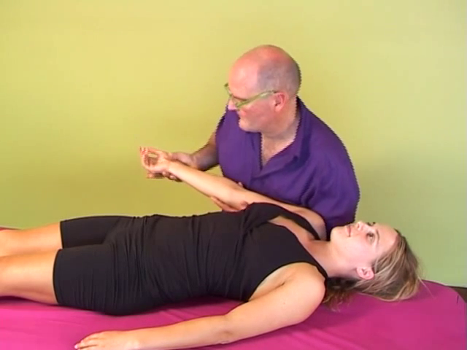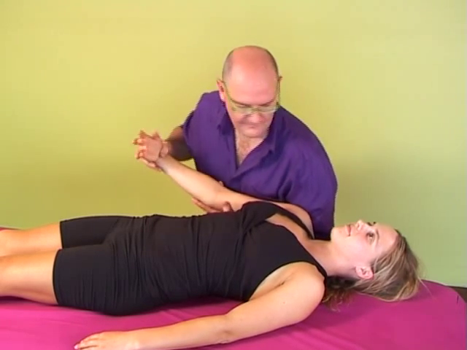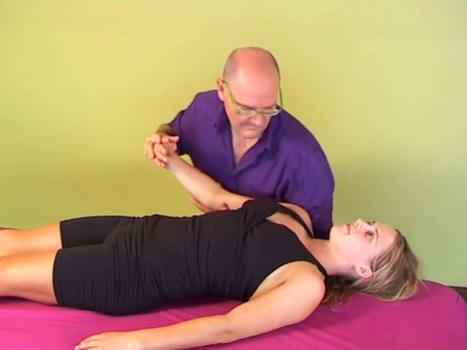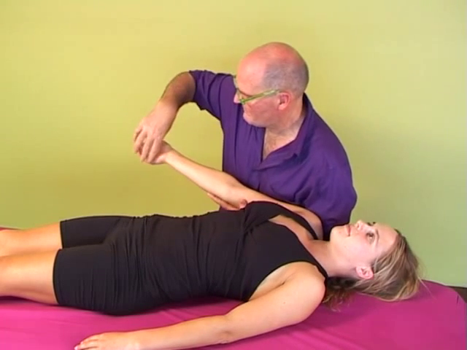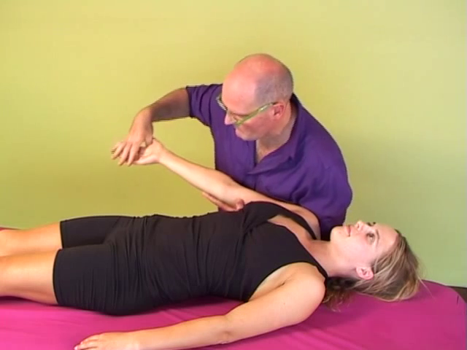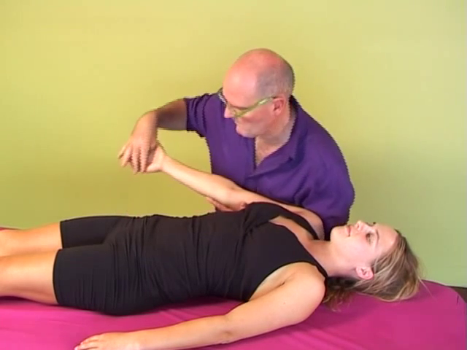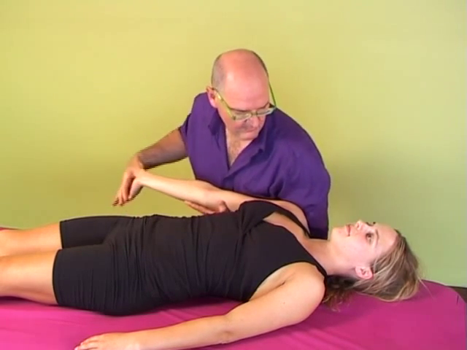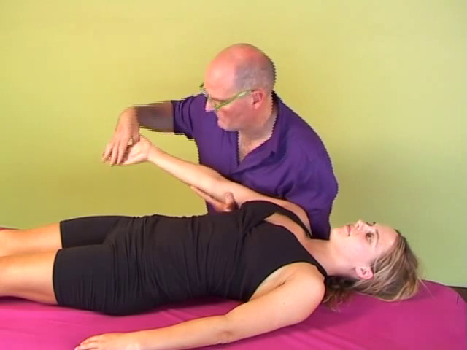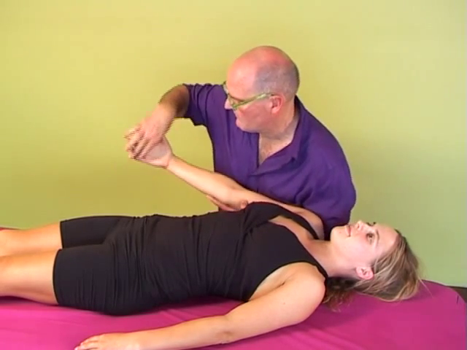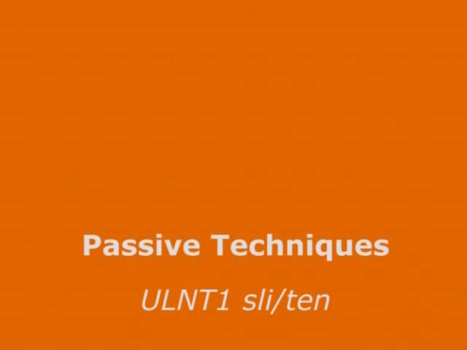Similar techniques here too. Note here, shoulder girdle depression and wrist flexion. That's a slider technique. And here's a tensioner technique, wrist extension at the same time as the shoulder girdle is depressed. You can make up your own techniques here.